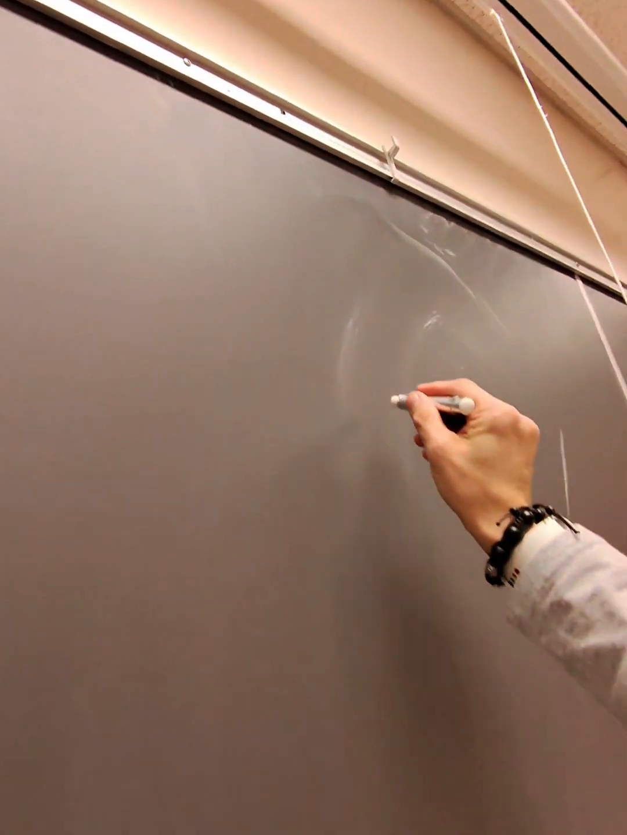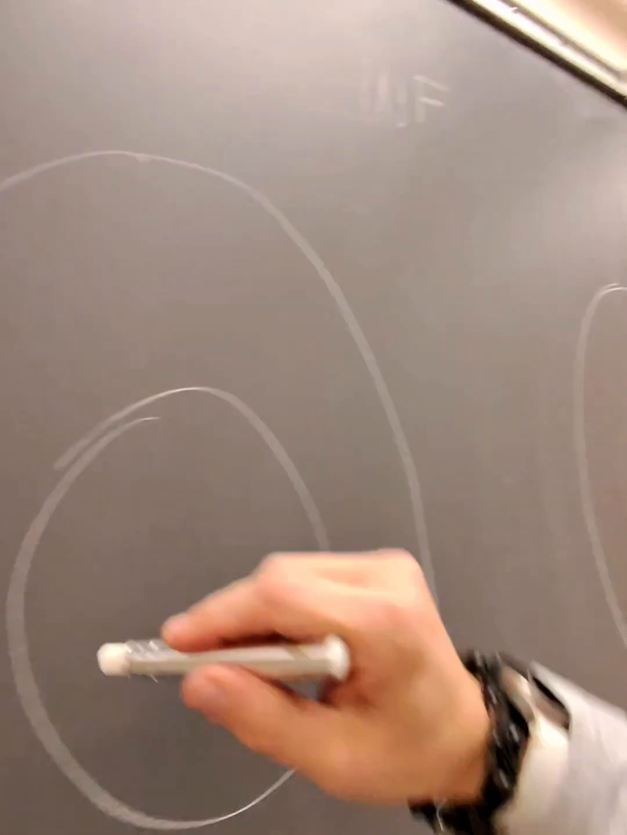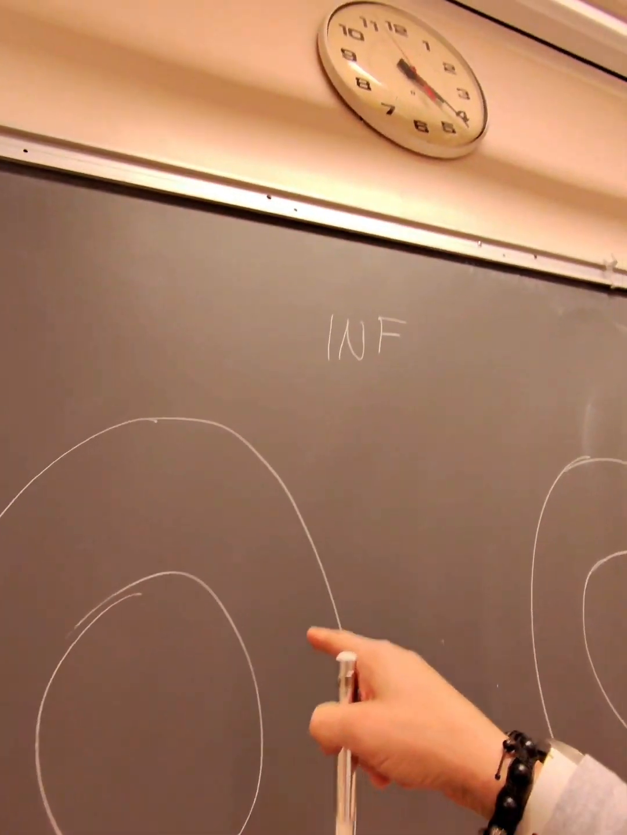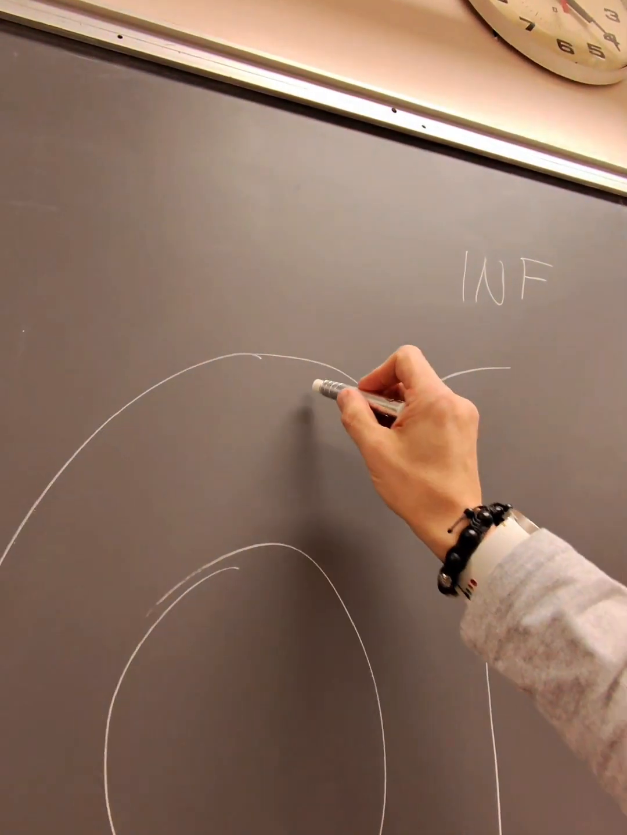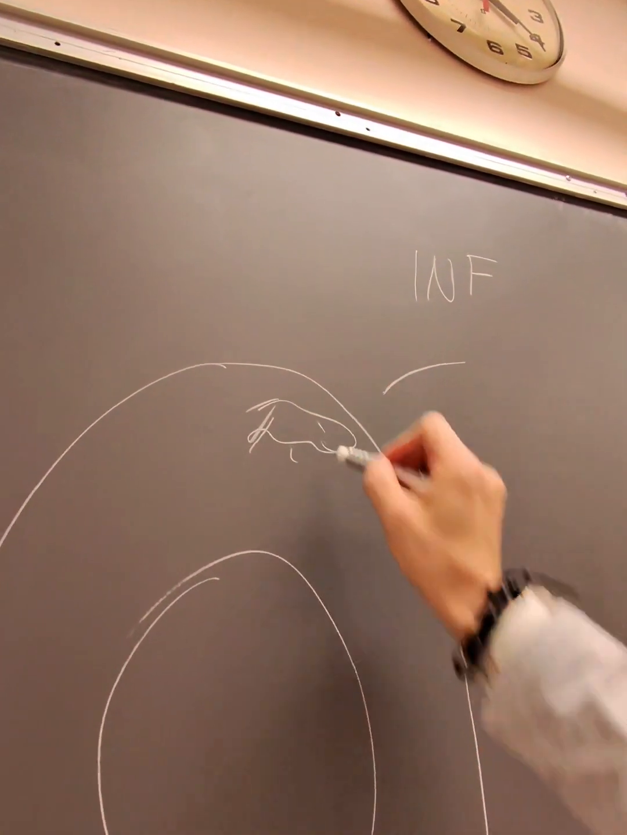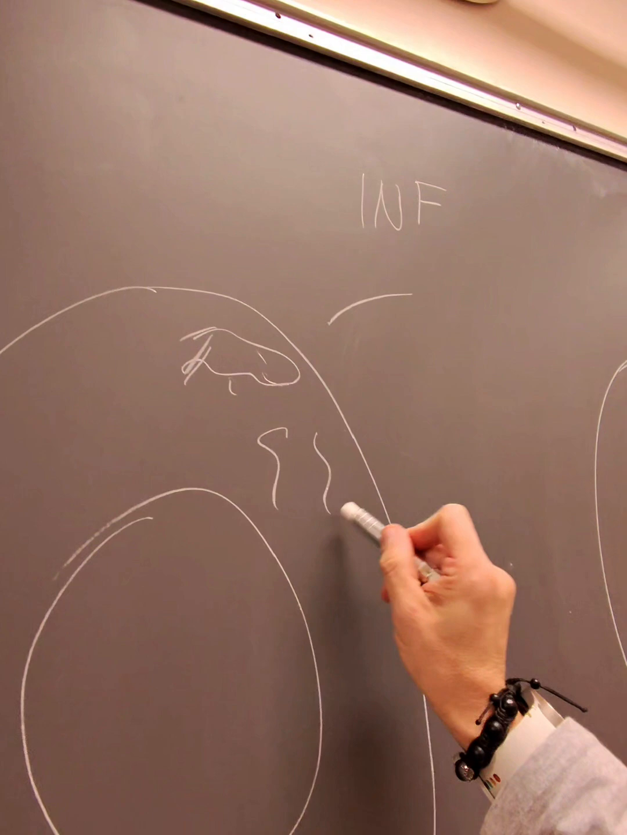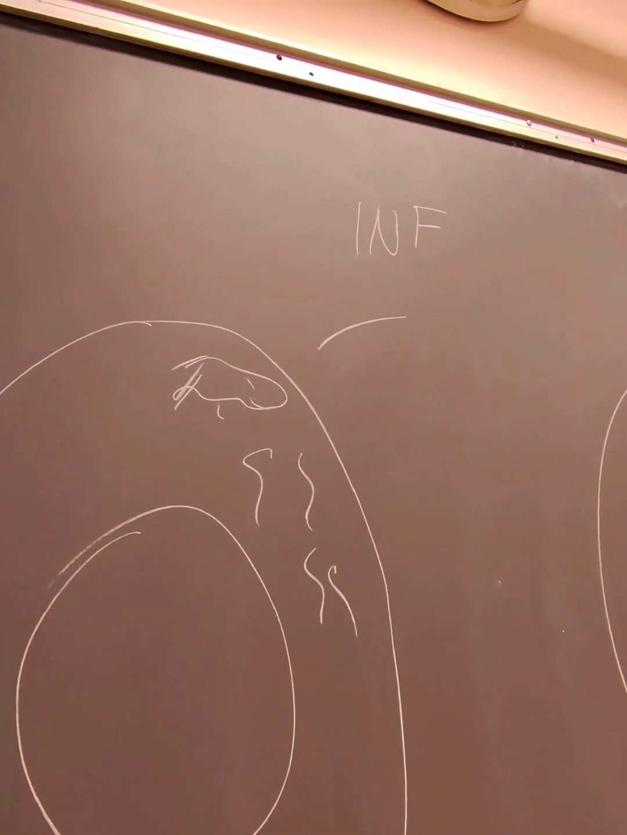Interferon. So let's say I have one cell and you have another cell. So here's the nucleus and here's the nucleus. And let's say that this cell was infected with the virus, right? So the virus enters here and starts replicating. So it replicates its DNA.